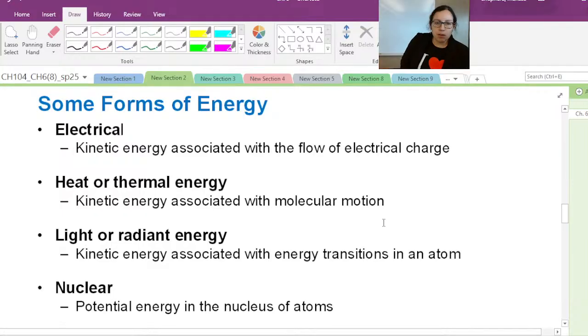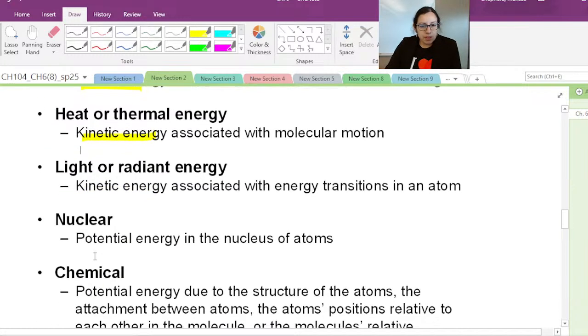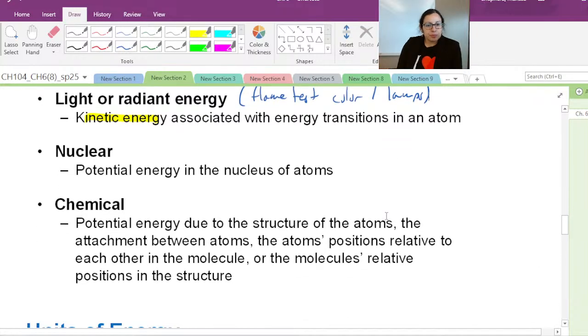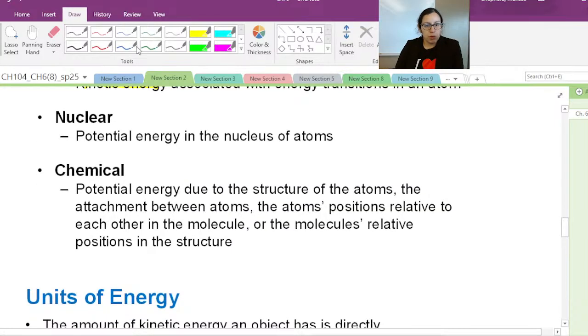Just a recap. We mentioned electrical, we mentioned heat, and those are kinetic. You can also have light energy. We talked about that briefly, thinking about our flame test colors or the lamps, those electrons coming back down, relaxing, and that gives off light energy. We won't necessarily talk about nuclear in here, or at least not too much. Obviously, this is potential energy stored in the nucleus and those fundamental bonding energies. We will focus on our chemical potential energy, due to our structures, looking at how much each bond is worth.